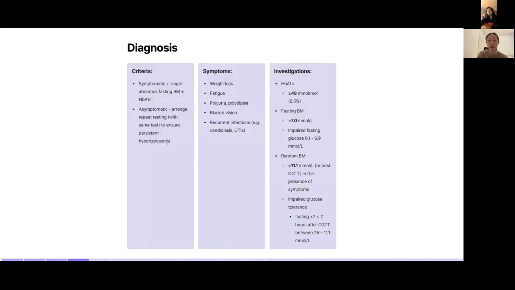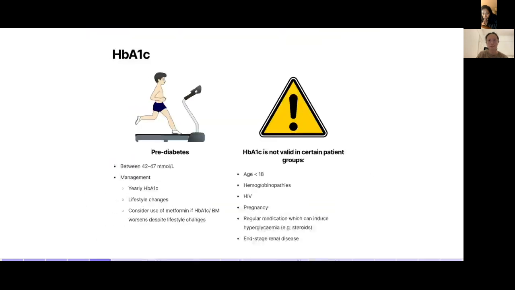for patients, the other criteria, if you're not symptomatic, for instance, if you're having a well-being test, or maybe a patient has a strong family history of diabetes, or maybe you're looking at gestational diabetes, if the patient is asymptomatic but has deranged investigations, you need two samples, and it needs to be of the same test to confirm persistent hyperglycemia and a formal diagnosis of type 2 diabetes. So HbA1c levels, the main thing is greater than 48, you're type 2 diabetic, but if you are between 42 to 47, you're considered pre-diabetic nowadays.